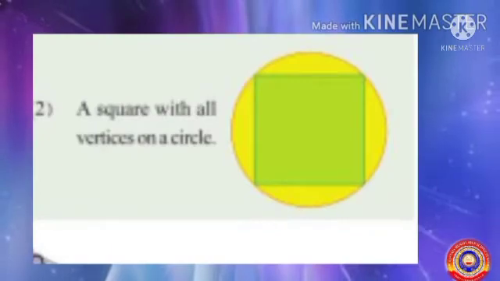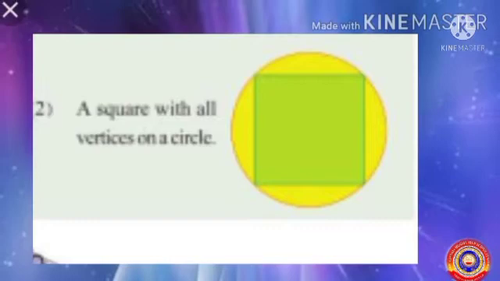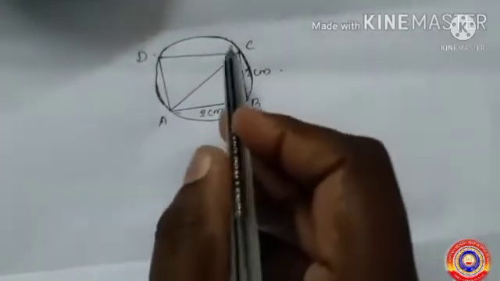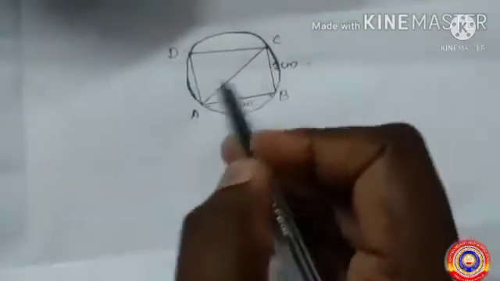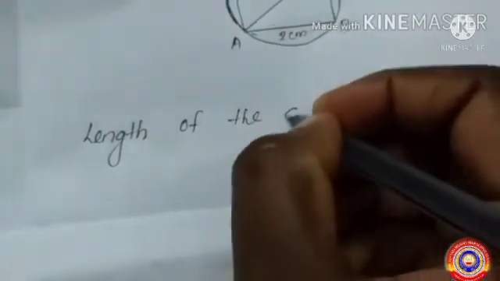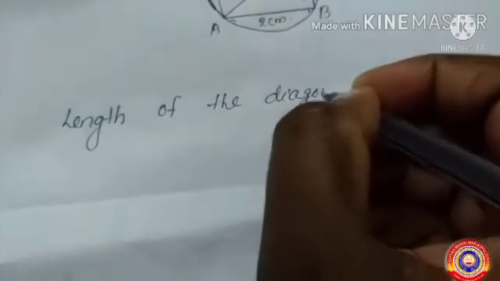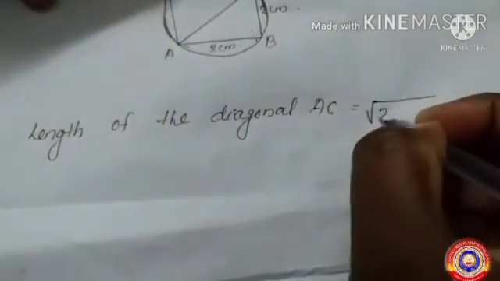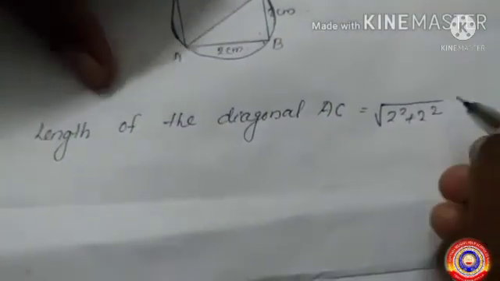Next, question number 2. A square with all vertices on a circle. Consider ABCD is a square. First we have to join the diagonal AC. Length of the diagonal AC is equal to, the diagonal AC is the hypotenuse of the right triangle ABC.